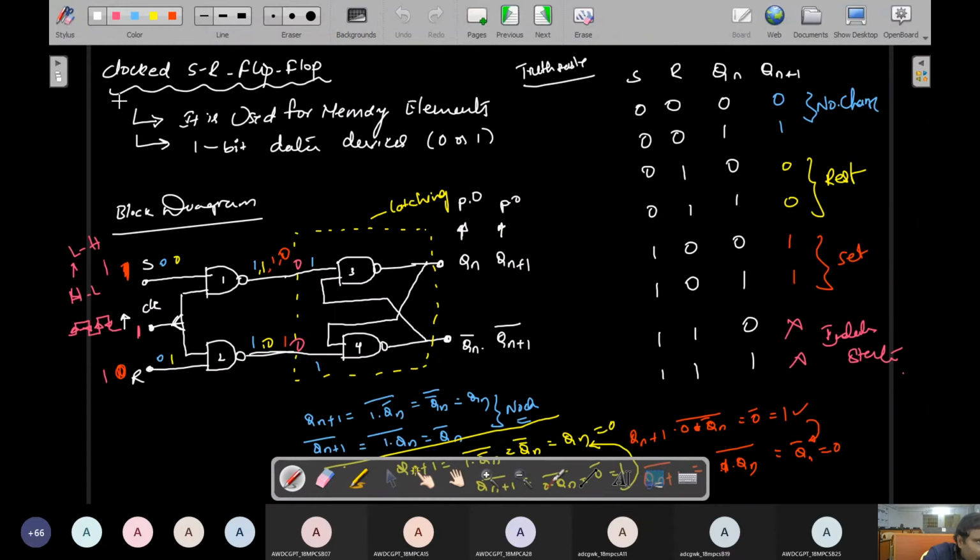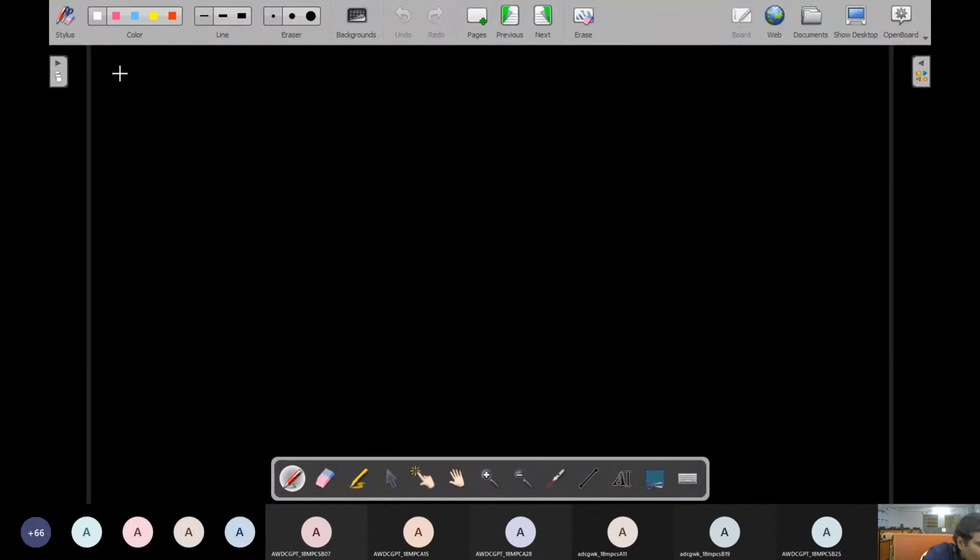So today's topic is, see, in the previous class I explained the RS flip flop, the clocked RS flip flop. After completion of the clocked RS flip flop, I'll move to the JK flip flop. So today we will discuss the JK flip flop.